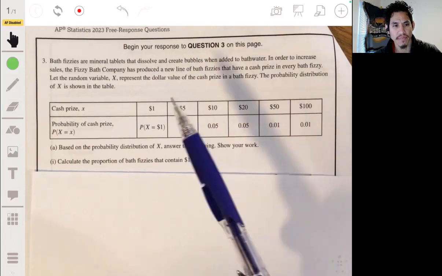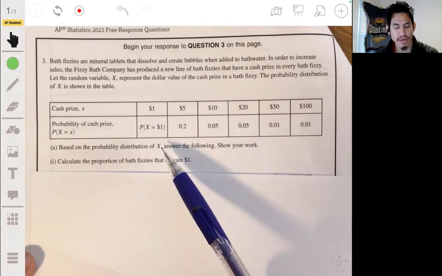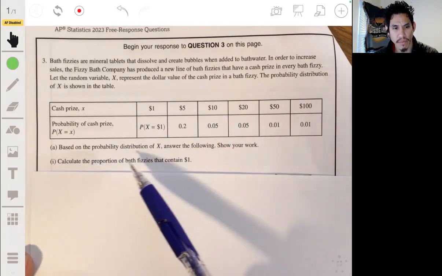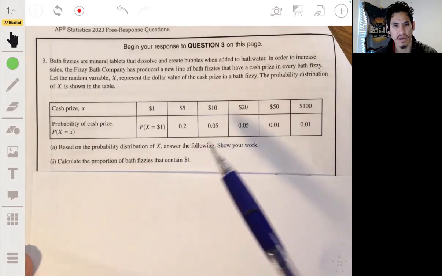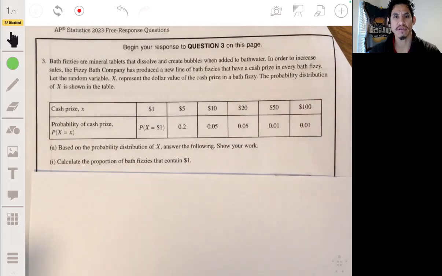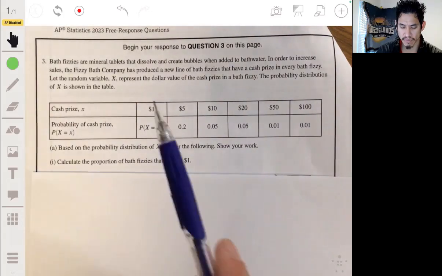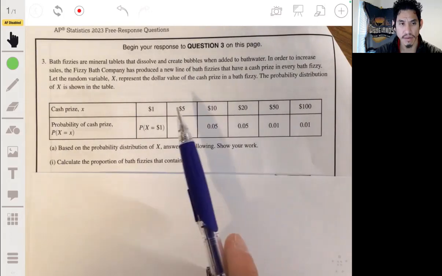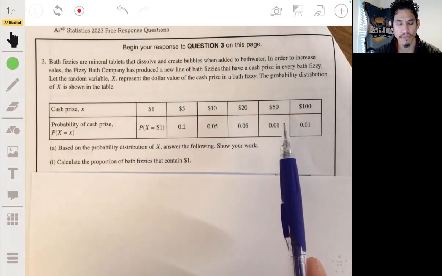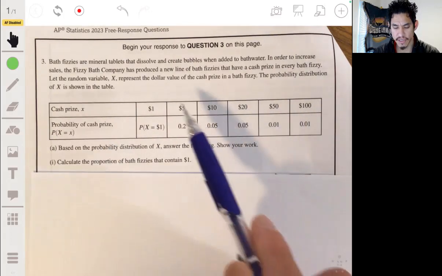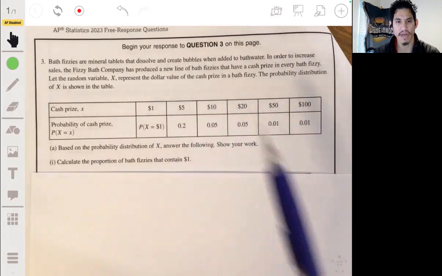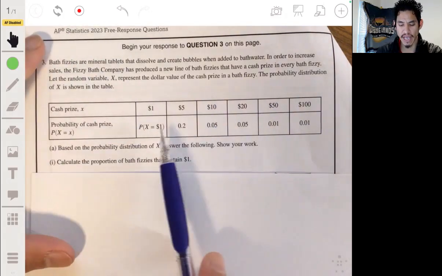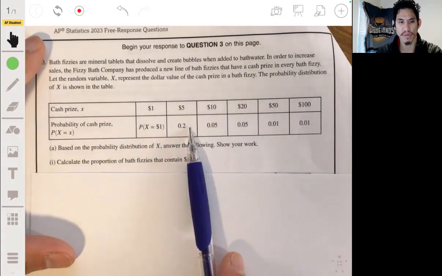Okay, part A. Based on the probability distribution of X, answer the following. Show your work. So here we calculate the proportion of bath fizzies that contain $1. Now, this is a very interesting company. You can see that the cash prizes go from $1 up to $100, with the proportions below. Since these 6 amounts make up all the total prize amounts you can win, their probabilities have to add up to 100%, or 1.0.